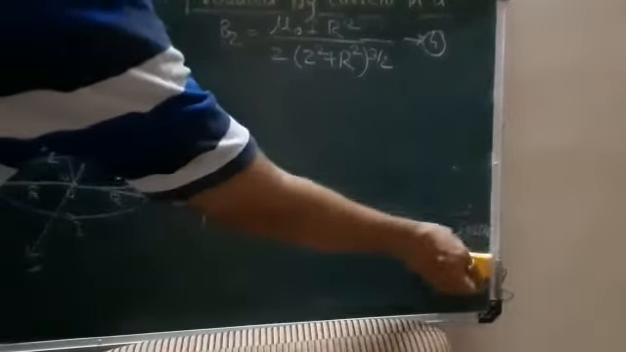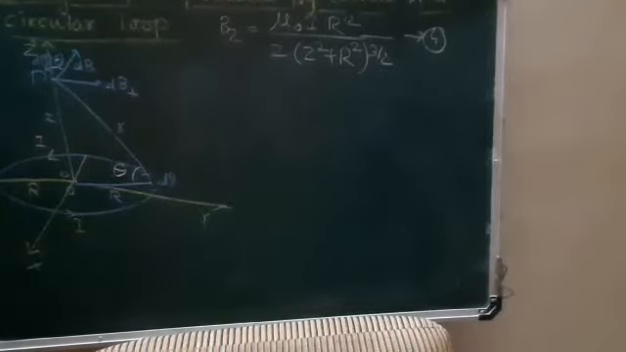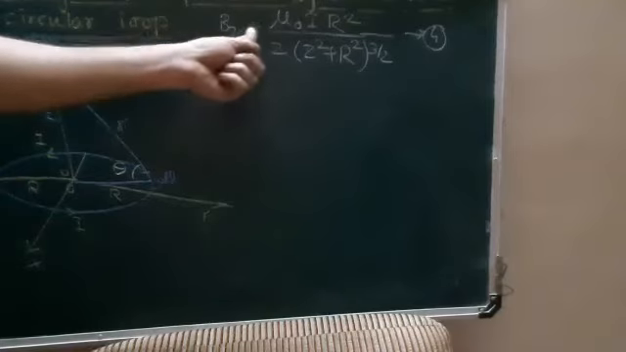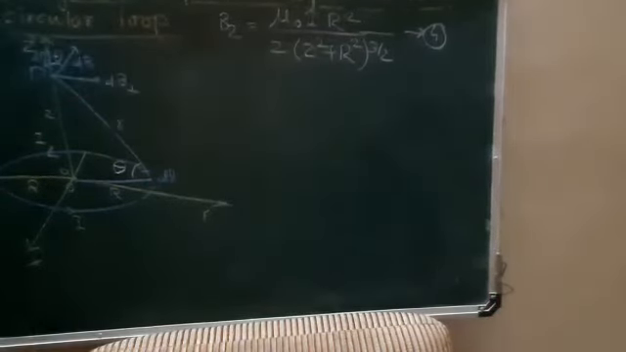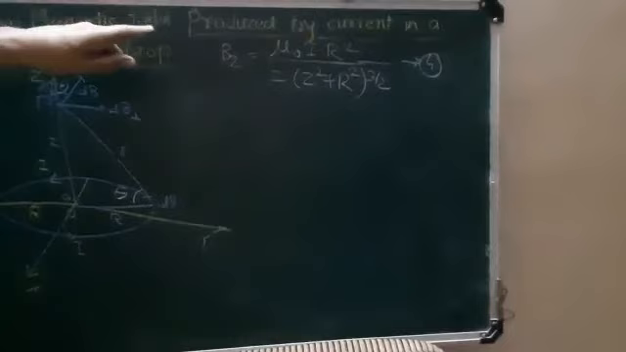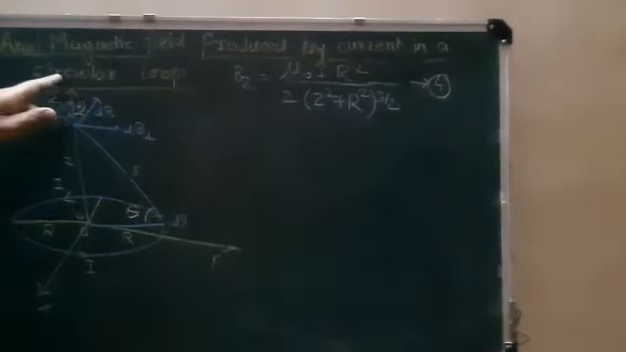Here we have this magnetic field of induction, Bz equal to mu 0 I R square upon 2 into z square plus R square raised to 3/2. This is the axial magnetic field produced by the current in the circular loop.